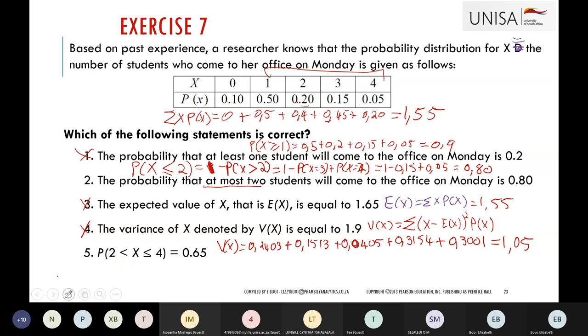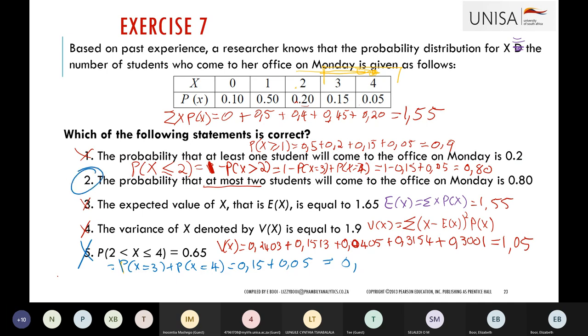The last one, it says, find the probability that X lies between 2 and 4. So X is greater than 2, so it goes there. But it is less than or equal to 4, so it starts from 4 and it goes there, but it does not include 2. So this will be the same as finding the probability that X is equal to 3 plus the probability that X is equal to 4, which is 0.15 plus 0.05, which is equal to 0.2, which means also that one is incorrect.